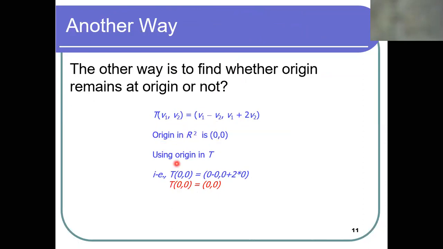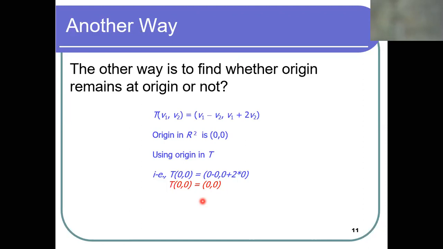So I take the origin in R squared, (0, 0). Using the origin (0, 0) in T, I get 0 minus 0, 0 plus 2 times 0. So what does it mean? (0, 0) is mapped onto 0. In that case, you can just say this is a linear transformation. This is one of the efficient ways to check whether a transformation is linear or non-linear.